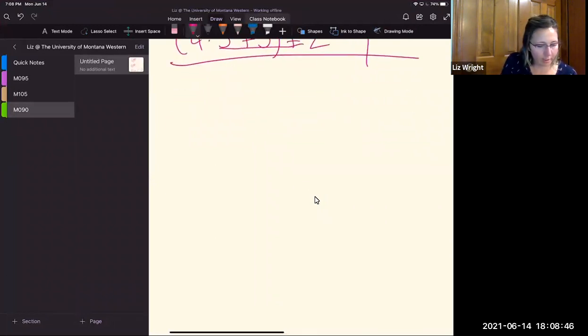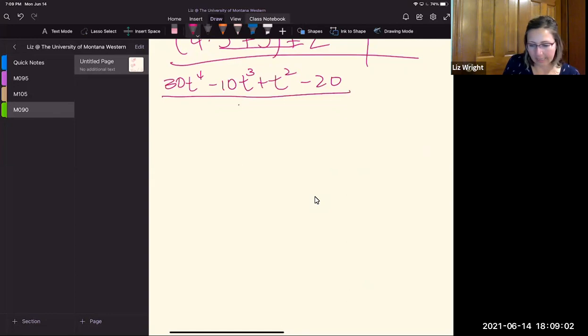So let's do this. We've got 30t to the fourth minus 10t to the third plus t squared minus 20 all over 10t squared. So write that one down and get it started. See how you do on that one. And what I want you to do for your first step is to take each of those terms in the numerator and put it back over 10t squared.